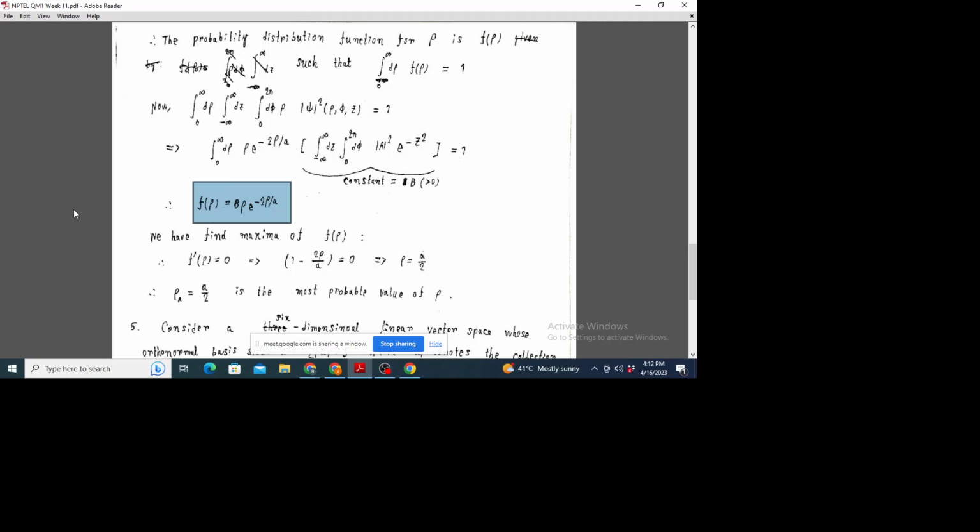So this is the probability distribution, and if it is maximum for some value of rho, that value of rho is called the most probable value. Now how to find the maxima of f rho? Simple. This is one real variable calculus. So f dash rho should be 0. This gives you rho equal to a by 2. You can also check that this is a maxima by taking the double derivative, which will be less than 0 at rho equal to a by 2. Thus rho star equal to a by 2 is the most probable value of rho.